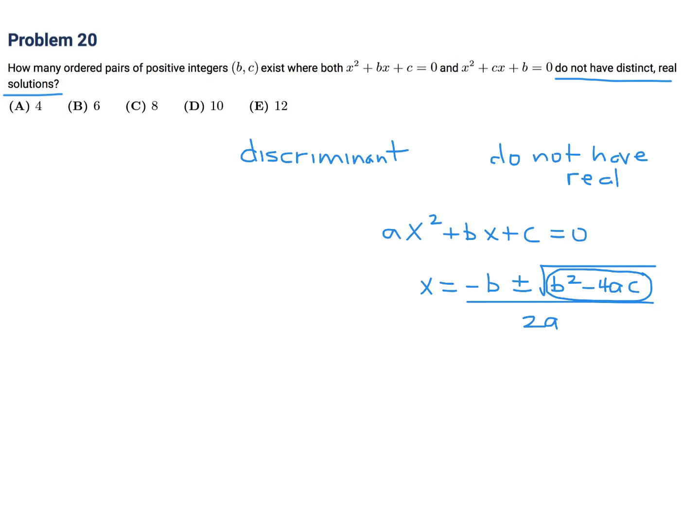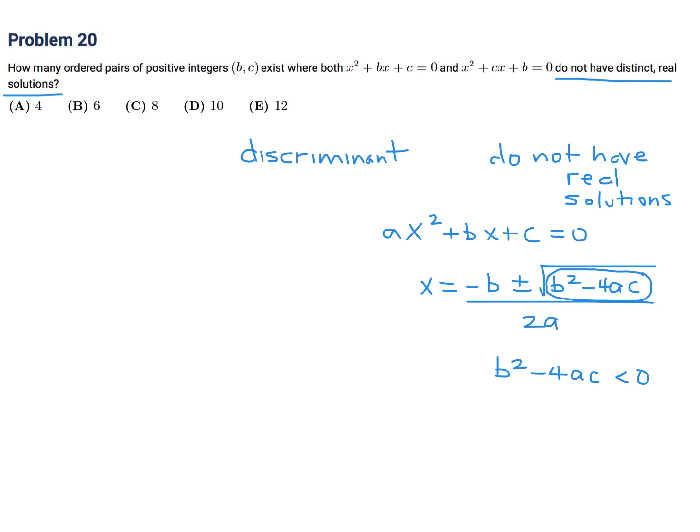If something does not have real solutions, what that basically means is that the discriminant is less than 0. So it means that b squared minus 4ac is less than 0. Because it would therefore be a negative number, and you really can't have the square root of a negative number. If you do, it's not real. It's imaginary.